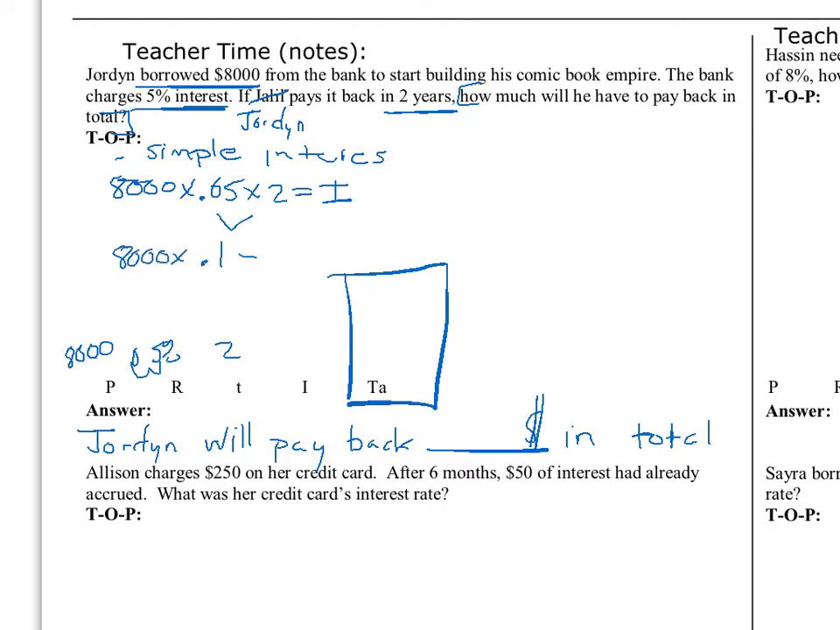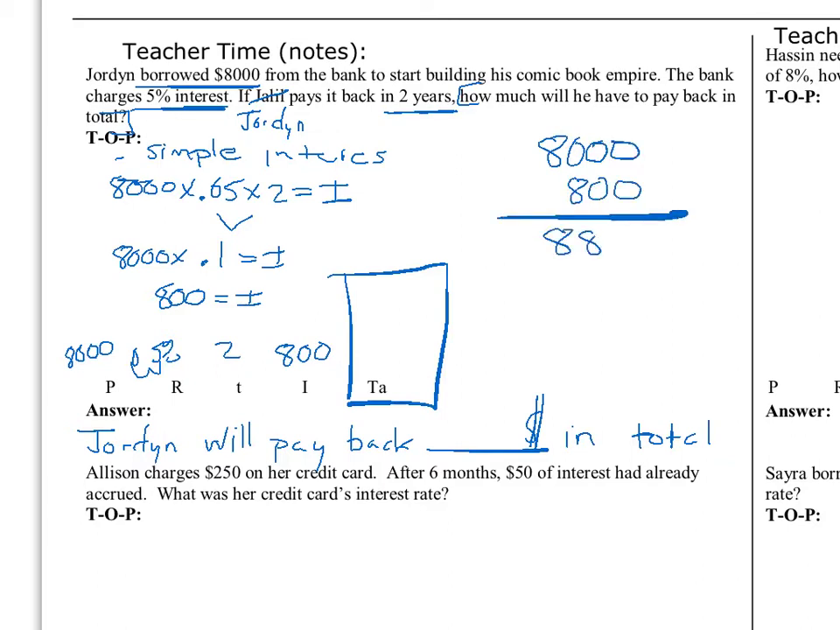And actually, the reason I did that is because now I get 8,000 times 0.1. That's 8,000 times 10%, which means we only have to move the decimal once. There's actually no real written multiplication necessary. So our interest is $800, but he's not paying back just the $800. He has to also pay back the principal, so the total amount he pays back is principal plus the $800, which would be $8,800.